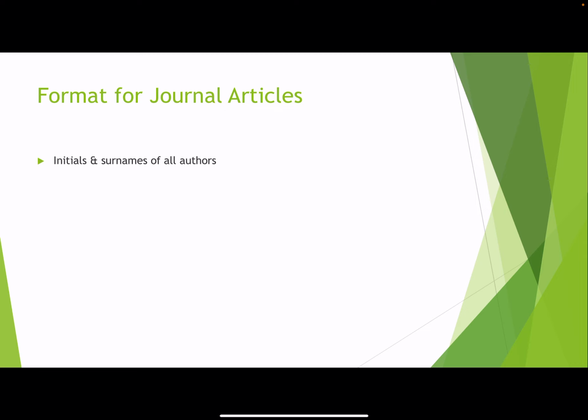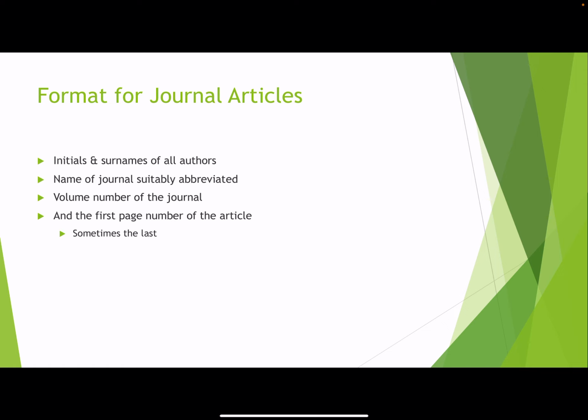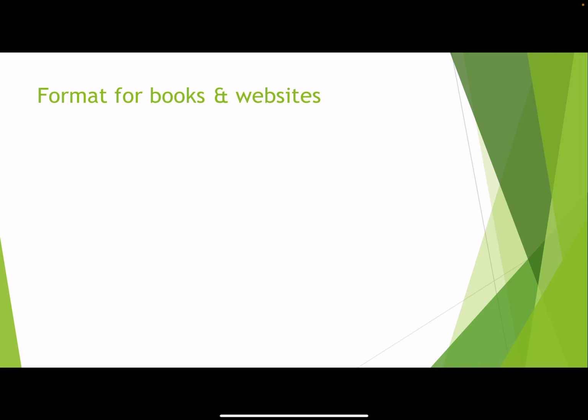You're going to want the last name and initials of all authors, the name of the journal, which you can suitably abbreviate, and the volume number of the journal. We will discuss how to abbreviate journal names in, I believe, Chapter 10. And the first page of the article, as well as sometimes the last. This is an example from the book. You have last name, initials, with authors separated by a semicolon. You have the abbreviated name of the journal, italicized, as well as the year, the volume number, and the pages.